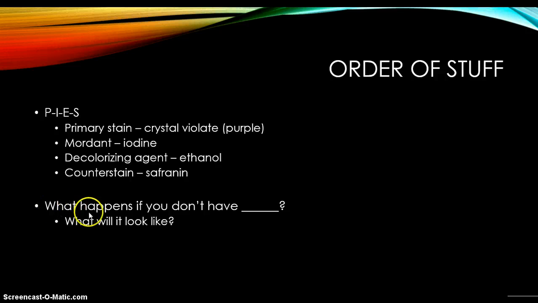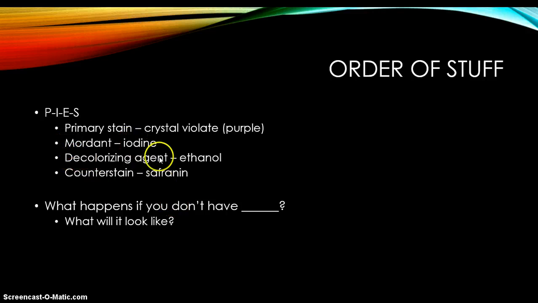What's going to probably happen is that they're going to say, what happens if you don't have the primary stain? Like, what will happen to your cultures if you forget to add the primary stain, or if you forget to add the mordant, or the decolorizing agent, or counterstain? And so you'll have to go through and conceptualize what happens. So if you forget to add the primary stain, obviously they're all going to be safranin colored, because none of them have that purple color for the mordant to complex with.